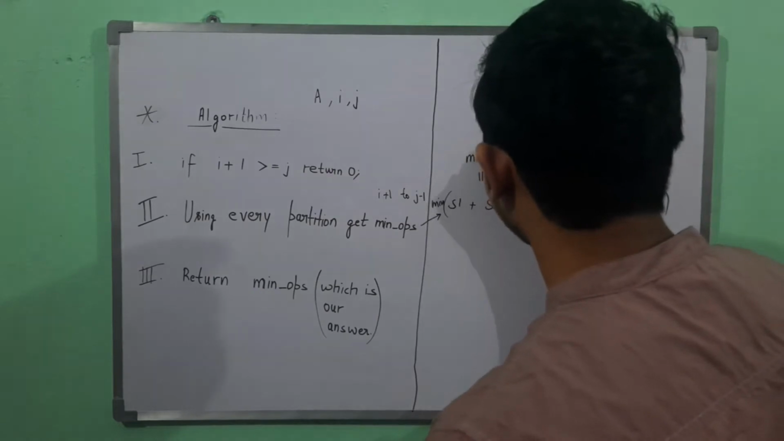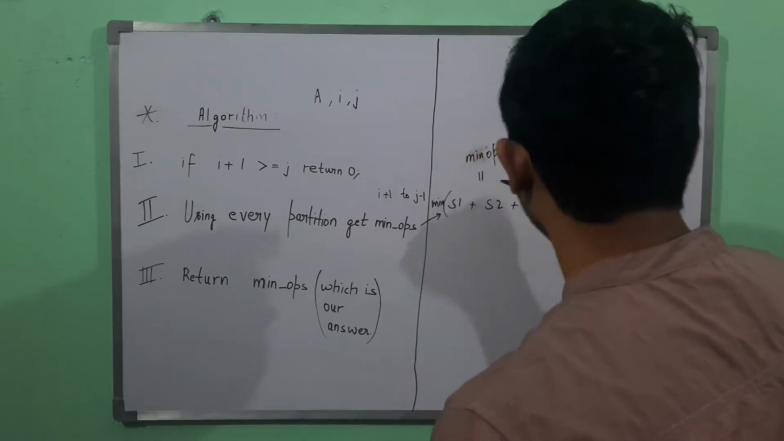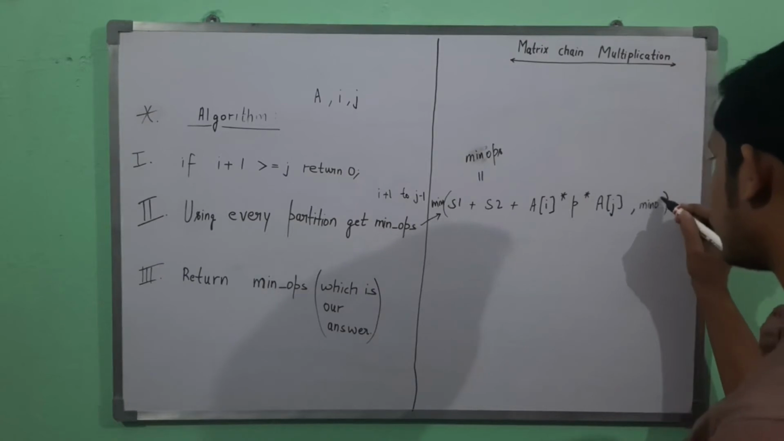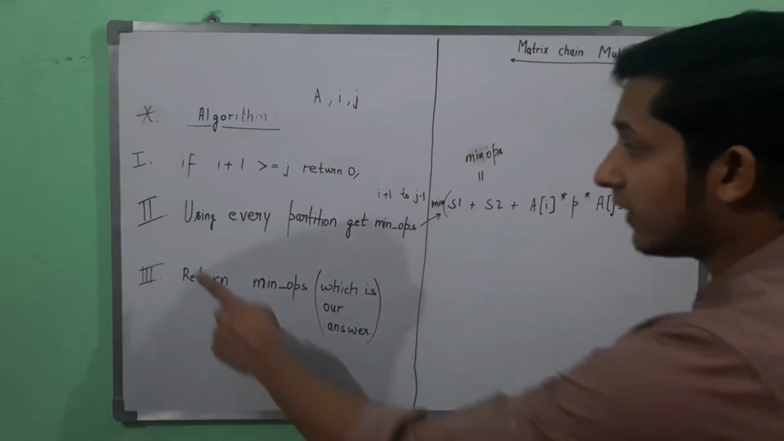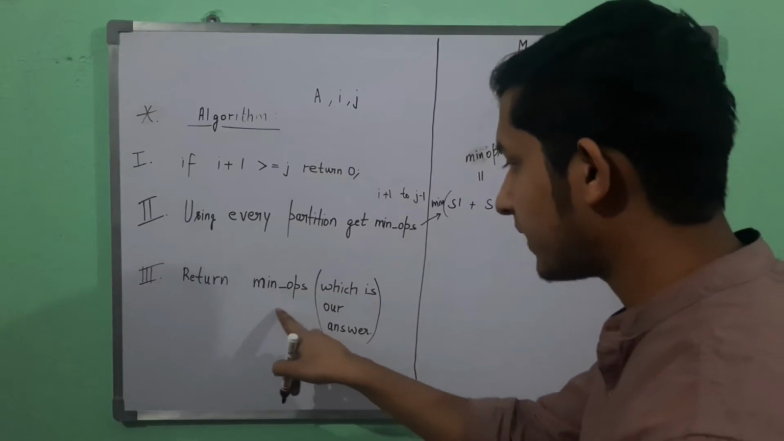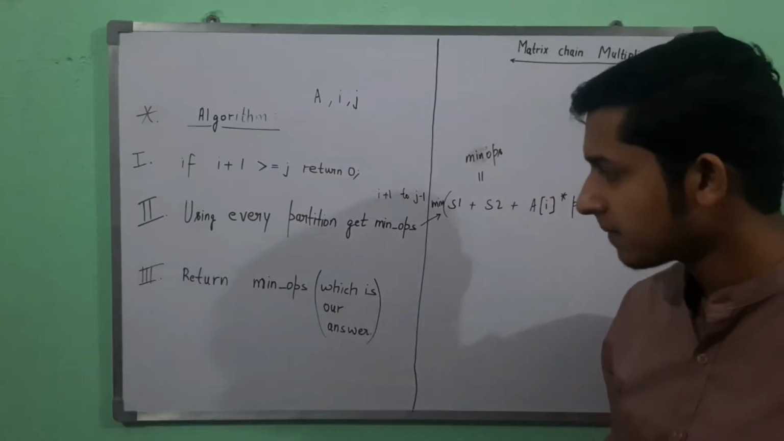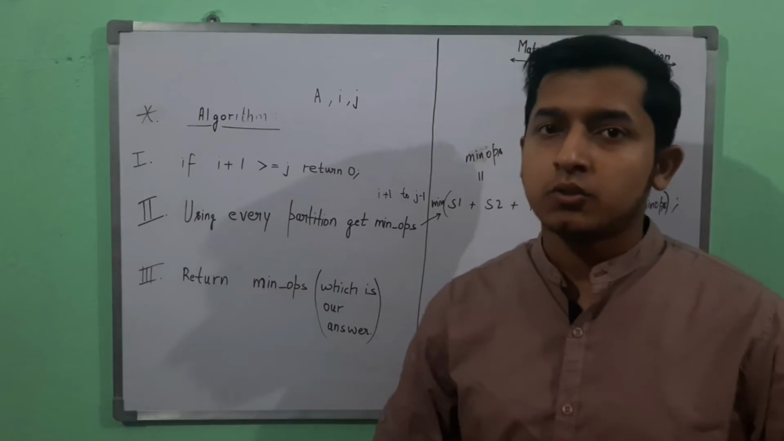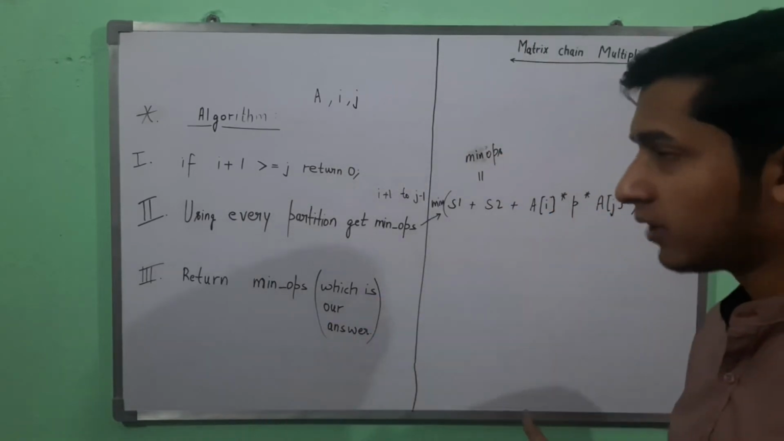So minimum operations, I'm writing again over here. For every partition I'll do this and then return the minimum number of operations, which is our answer. Okay, so I hope this brute force makes sense to you now.